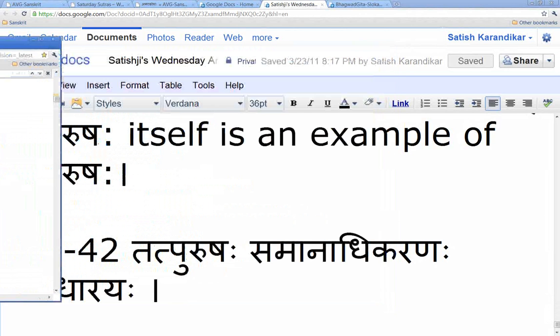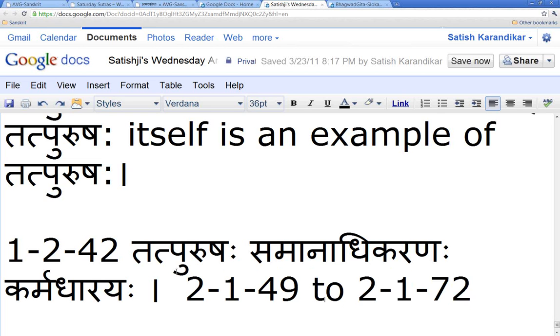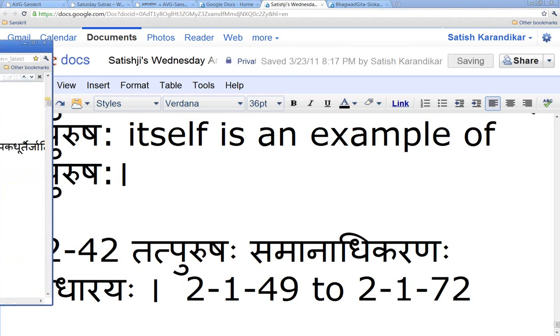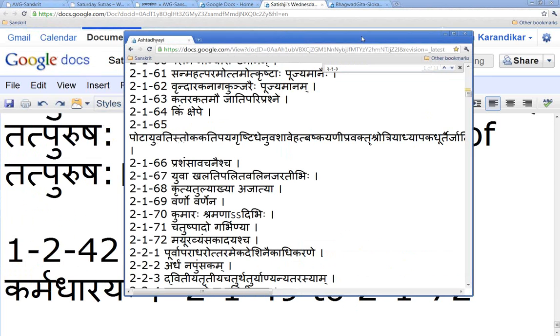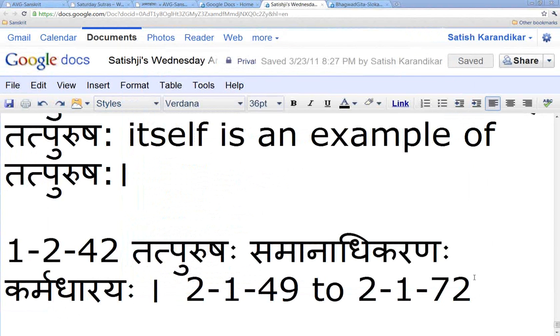I want to mention to you just some territory to explore. So we've already talked about karmadharaya, and that goes from 2.1.49 to 2.1.72, I think it is. Yes, 2.1.72: mayuravyamsakadayashcha. That last sutram 2.1.72 covers all these miscellaneous compounds, so we'll come to that. Now the dvigu compound is a subset of the karmadharaya compound.